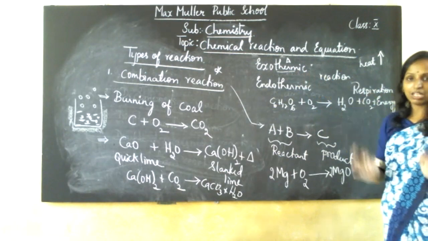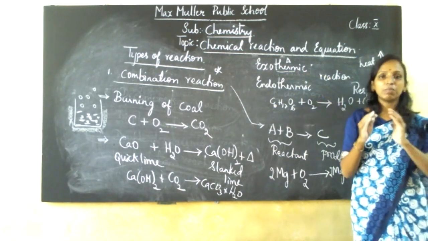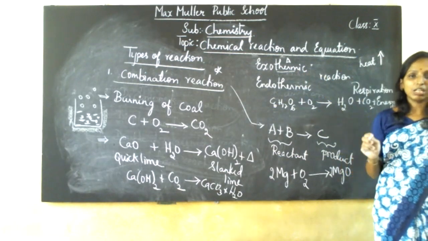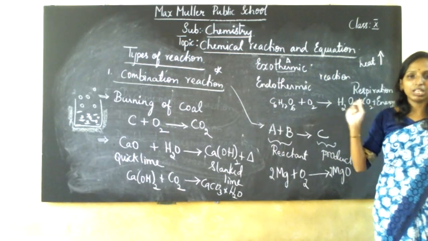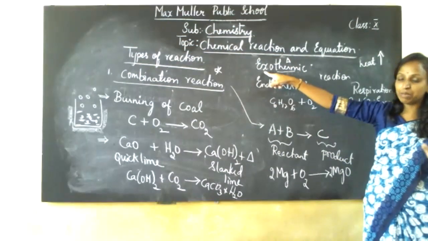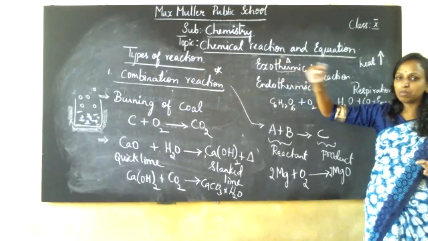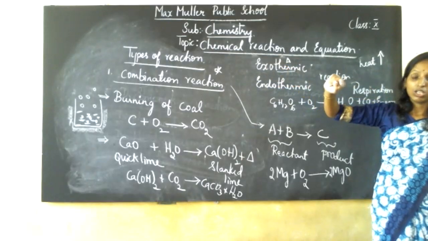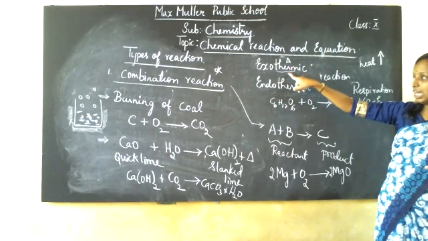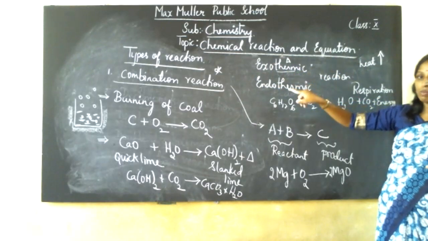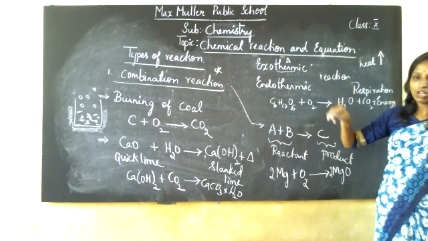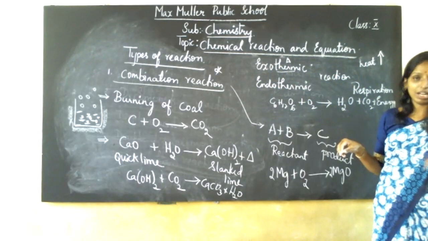In a chemical reaction, if heat is liberated, it is called an exothermic reaction. The name itself will tell you: exo means liberated. So what is liberated? Heat or energy will be liberated. This is called an exothermic reaction.